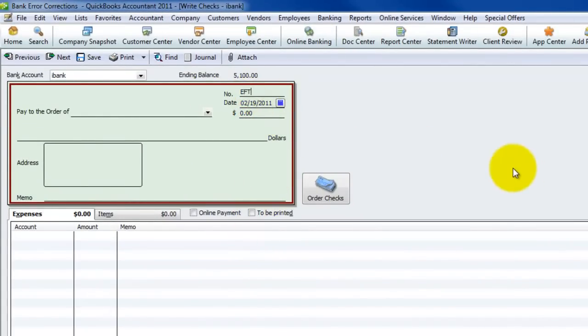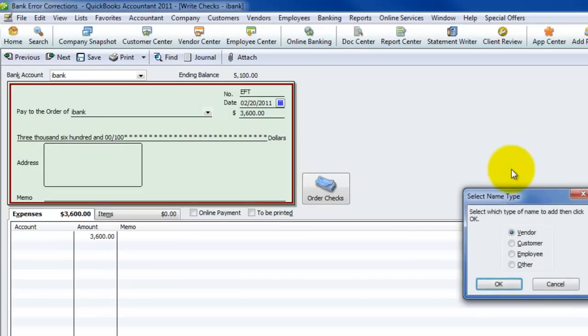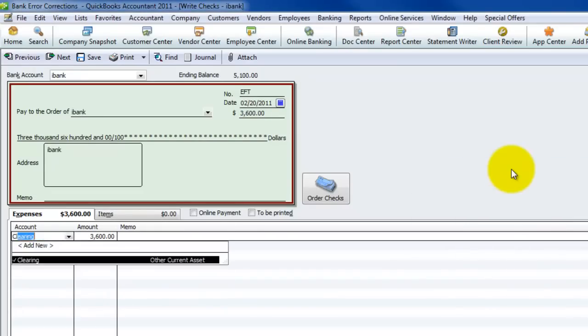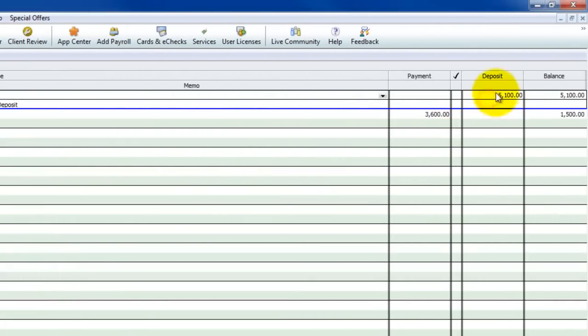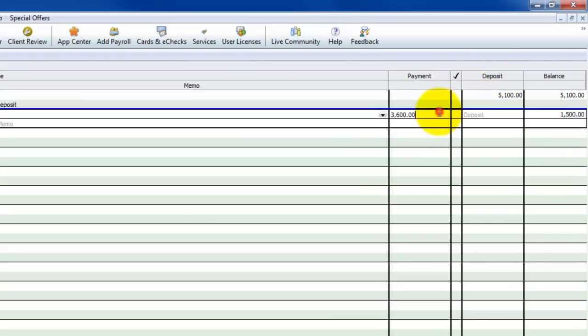It's going to come out electronically the next day on the 20th, $3,600. And the payee you can put in as the bank itself. The account, of course, once again, is the clearing account. So again, we're going to show that the customer still only gets credit for having paid $1,500 because that's all they ever paid. I'm going to show the deposit of $5,100, which is what the bank will initially show, and I'm going to show the correction.